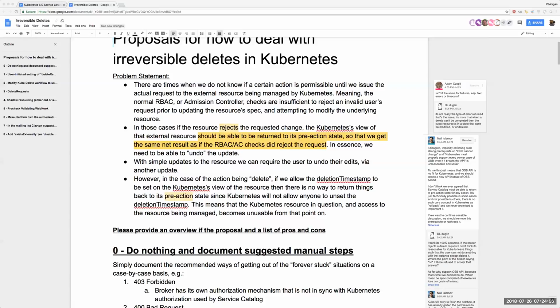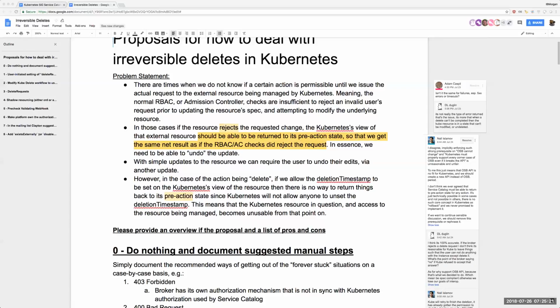So I don't think the problem statement necessarily says one side is right or wrong. It's more stating the state of the world, right? In the sense that Kubernetes does set the deletion timestamp. The service broker can say no. And you're right, the problem is we have two different views of the world and we're trying to reconcile those. But I don't think the problem statement says who's right or who's wrong.